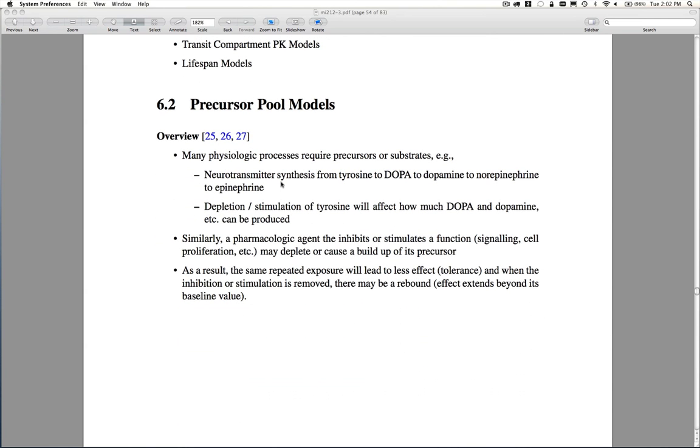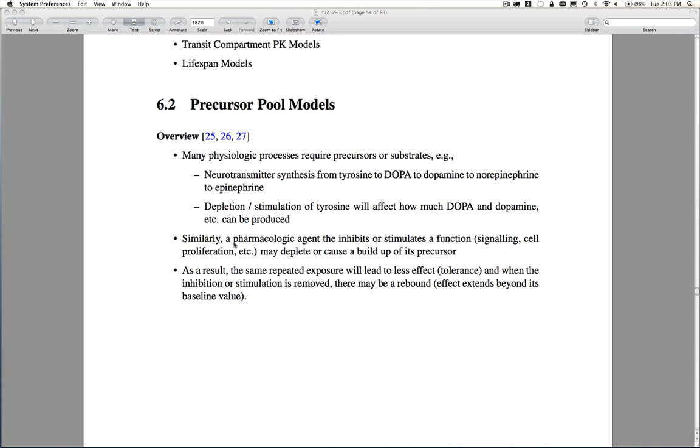Now, I had mentioned before that the reason that we are interested in these types of models is that they provide us with a more mechanistic description of ways of dealing with, in the case of precursor pool models, tolerance and rebound effects. If we think of many of the physiologic processes that we're interested in modeling, they often deal with precursors and substrates. A simple example of this is neurotransmitter synthesis, where we start off with a cascade from tyrosine through DOPA, dopamine, norepinephrine, and epinephrine. If we deplete or stimulate the production of tyrosine, for example, that will then have downstream effects on how much DOPA and dopamine, et cetera, is produced by that depletion or stimulation.